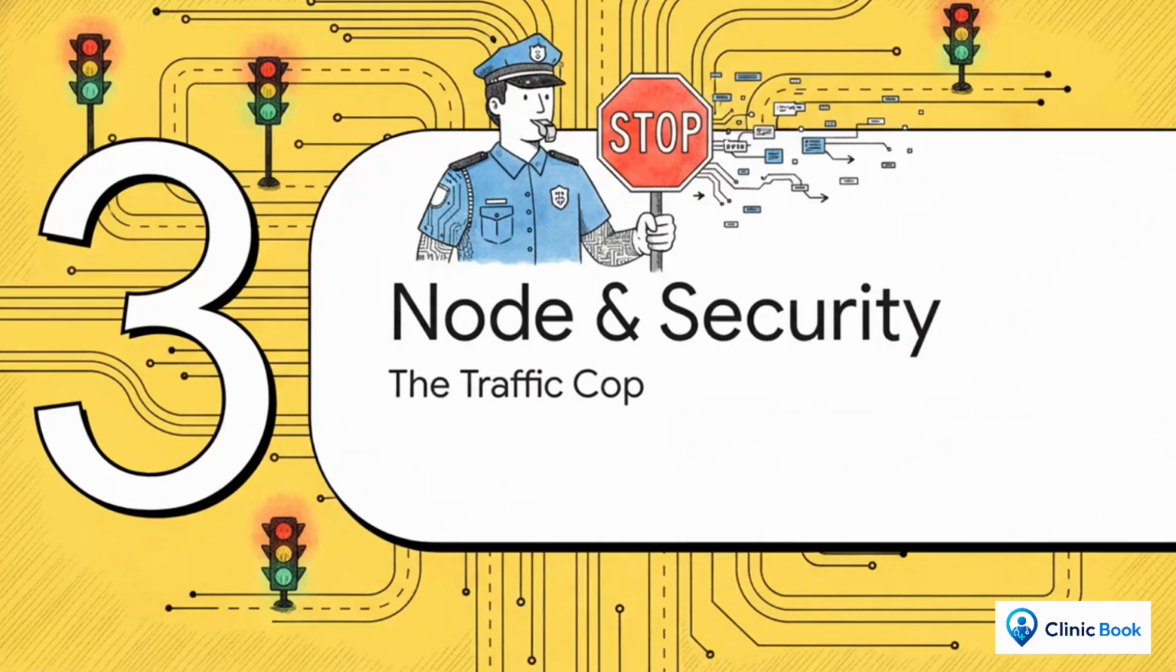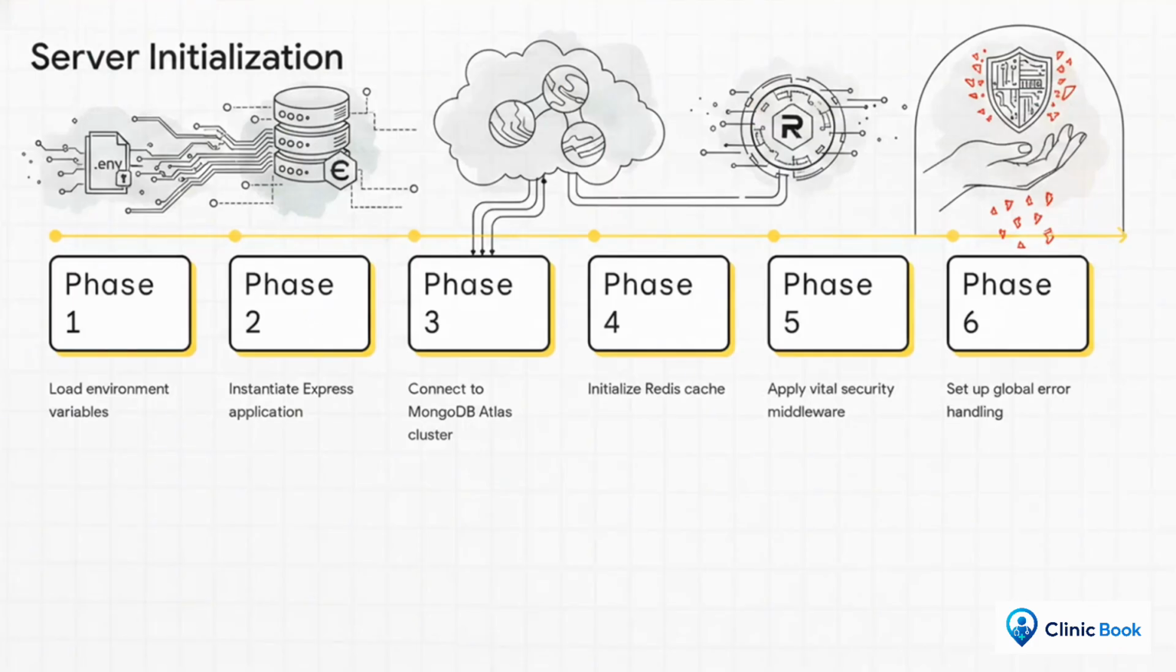All right, Section 3, Node Server and Security. Let's look at the backend constraints and see how our Node Server acts as the ultimate traffic cop. Your server.js file is the absolute heart of the backend, and it executes in a very strict order of operations. First, it loads our environment variables, then it initializes Express, connects to our MongoDB Atlas cluster, and hooks into our Redis cache for scalable production performance.